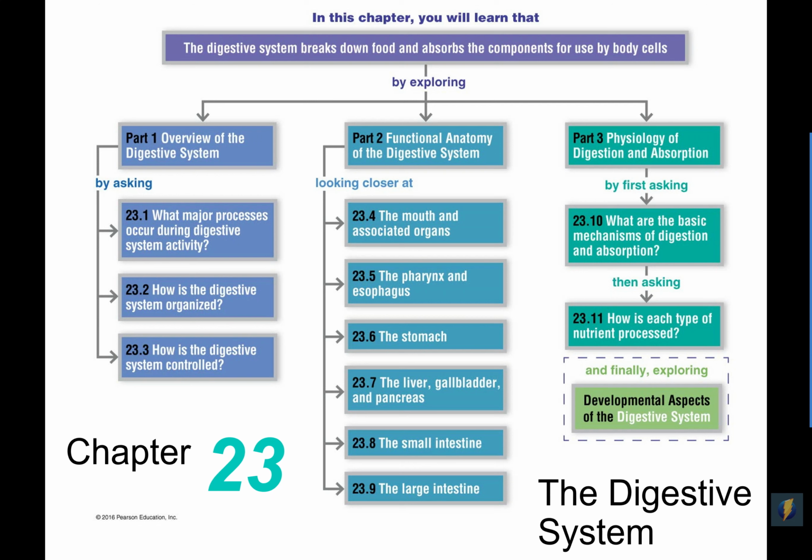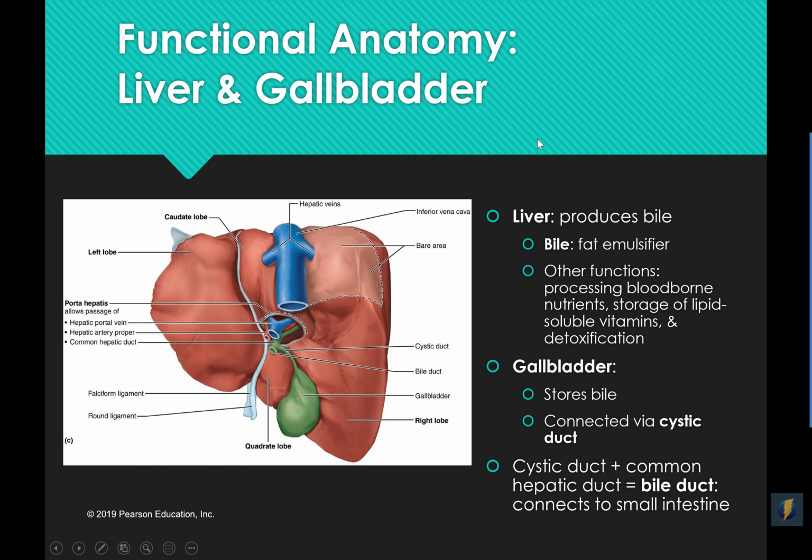Welcome back. In the previous lecture, we looked at the functional anatomy of the GI tract. Now we are going to look at the functional anatomy of some of our accessory organs. We've already sort of talked about some of our accessory organs, things like the tongue and teeth and salivary glands. So here we're focusing primarily on the liver, the pancreas, and the gallbladder.